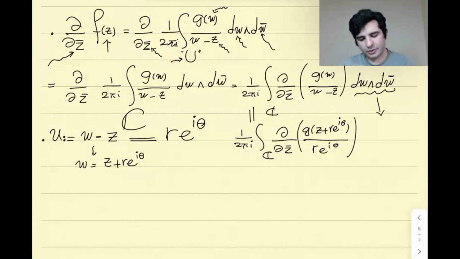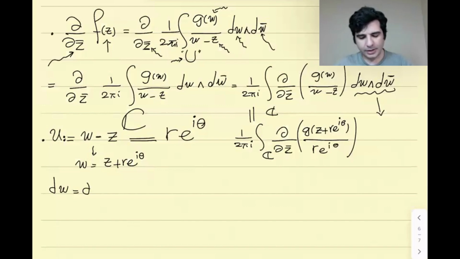It might be a bit tricky to compute d of w. The trick is that w is the variable of the integral. For the integral, z is like a constant. Z is not a variable of the integral. So d of z here would vanish, would be 0. R and theta, on the other hand, are the variables of the integral.